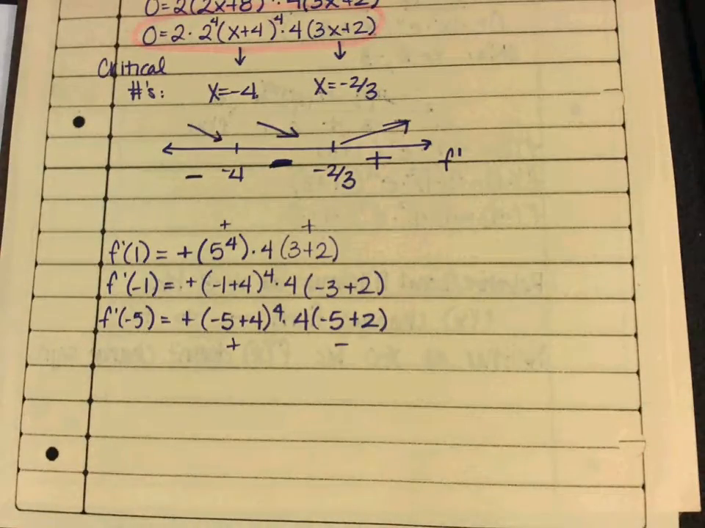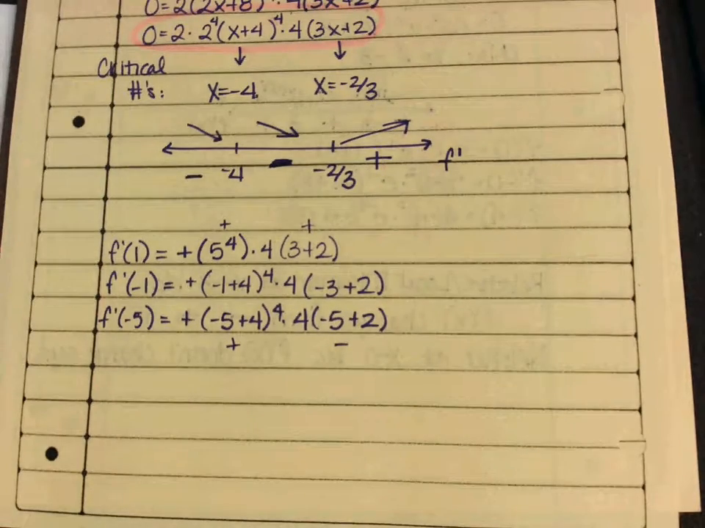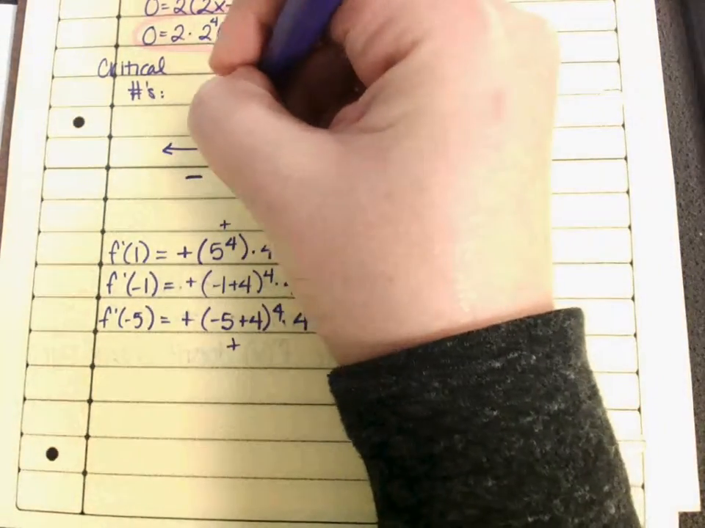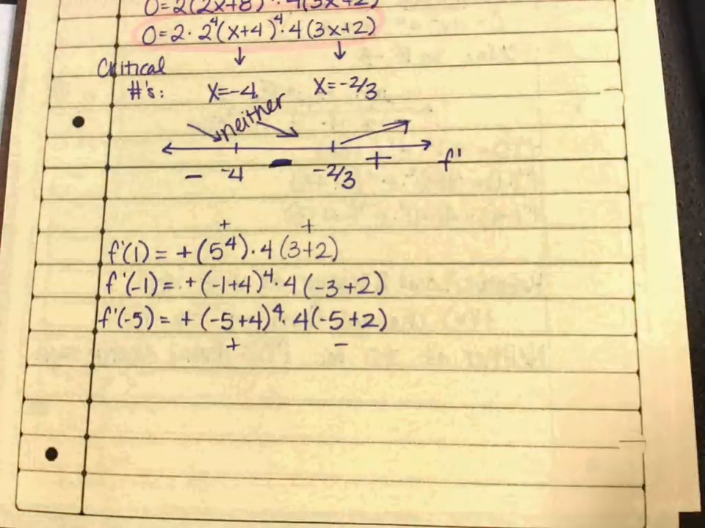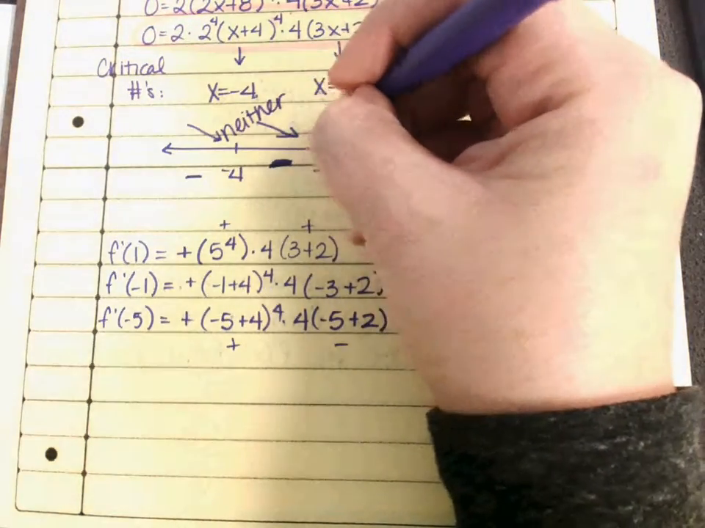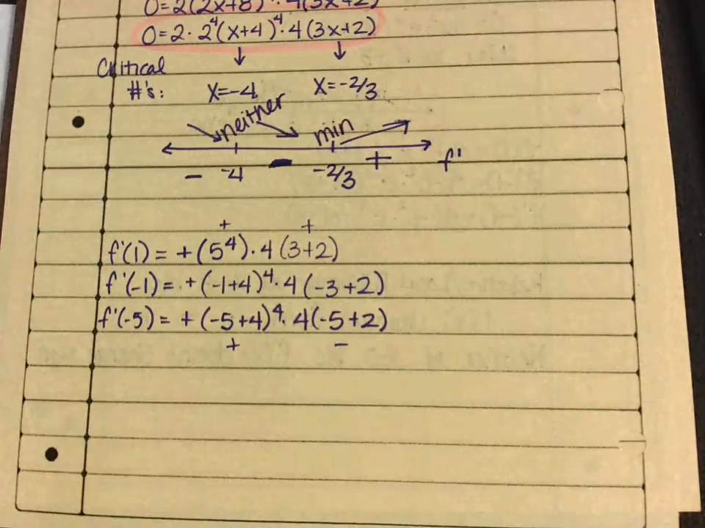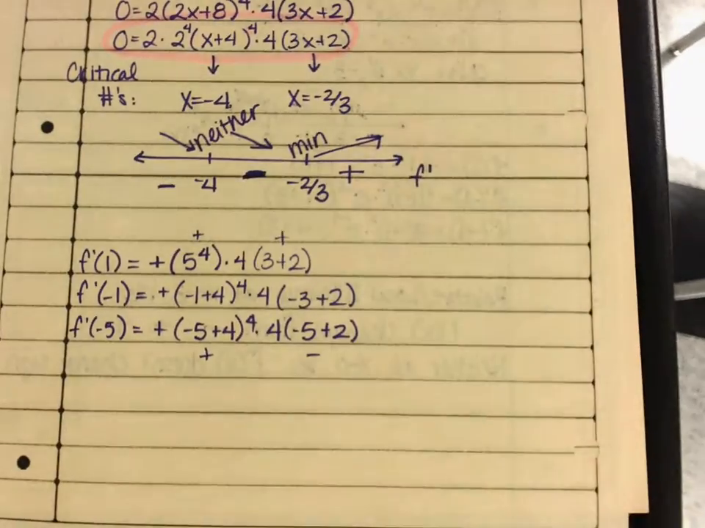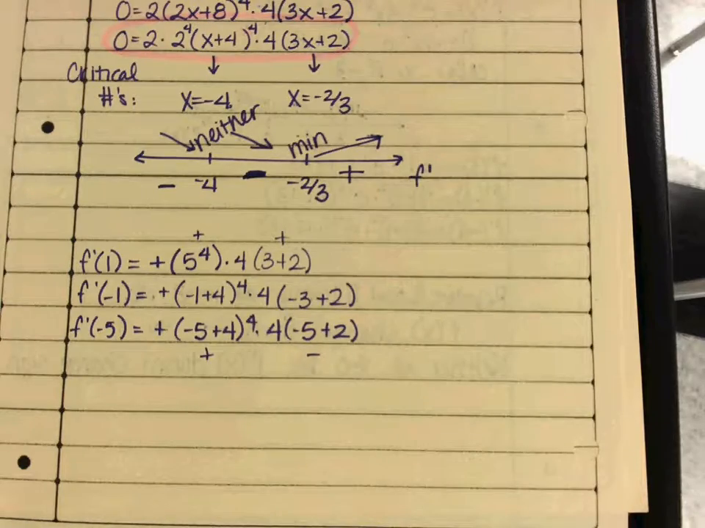Did I have a sign change then at -4? Did I have a sign change? No, so it's a min, max, or neither? Neither. What about at -2/3? Min. Got it? A max would have to change from a plus to a minus. Yeah?